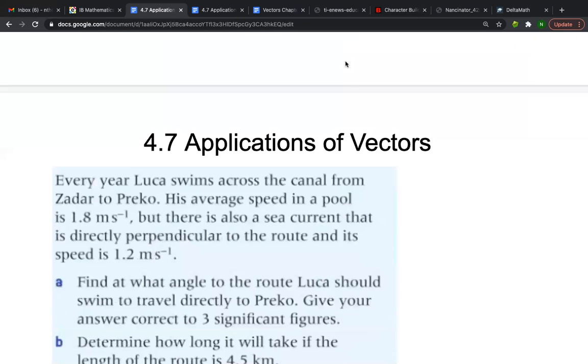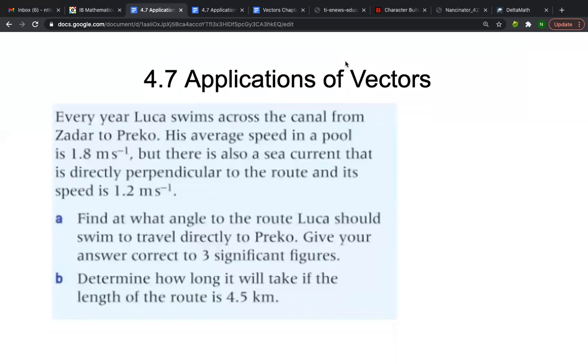Okay, moving on to our next example. I still need to put the picture in here for y'all, but it will be on your notes. But basically, the first one says to find at what angle the route Luca should swim to get directly to Preco, and give your answer in 3 significant figures.